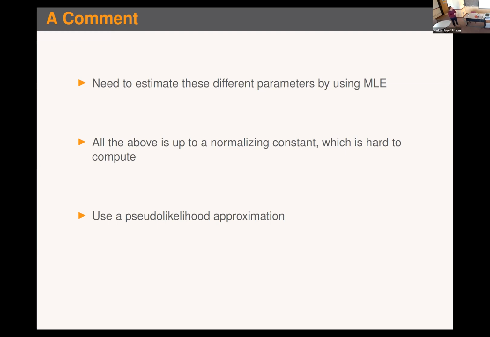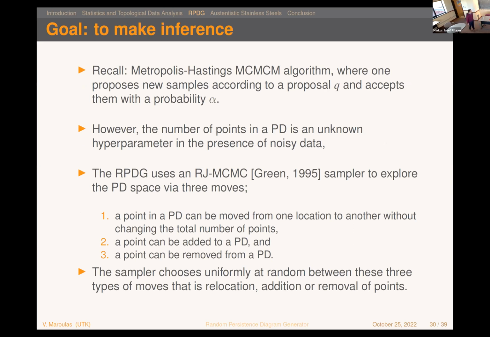So you need to estimate them, okay? How do you estimate them? With a method that's called maximum likelihood estimation. But because it is hard to compute the normalizing constant, I use a pseudo likelihood approximation. This is something, if you are not familiar with that, don't worry about it. It's something very statistical that I have to say as an NDA.